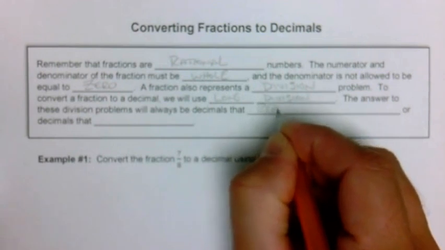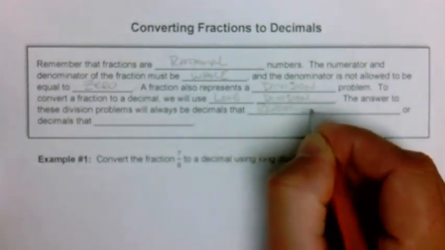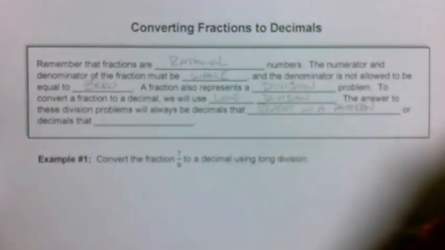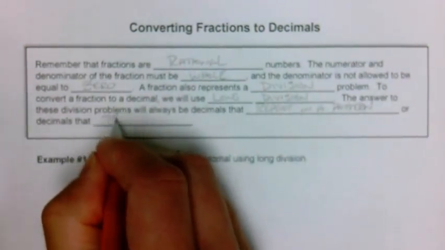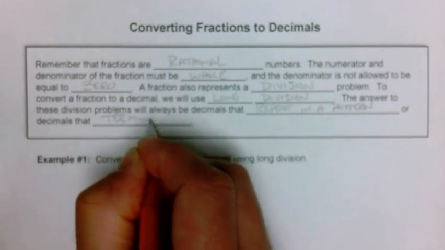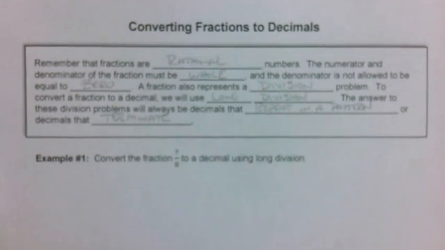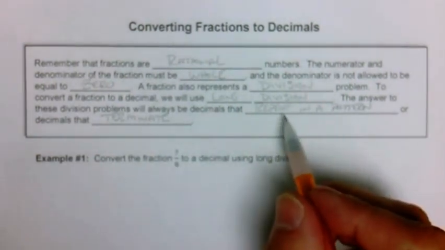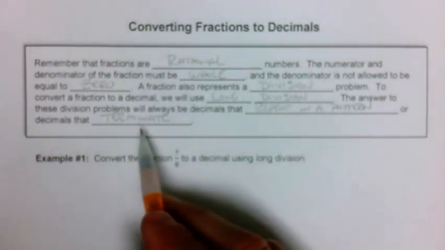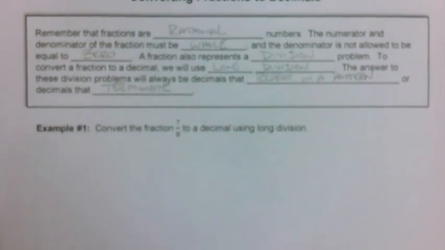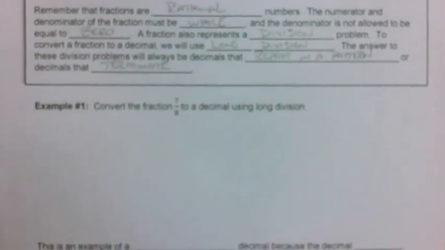repeat in a pattern or decimals that terminate, which means that they will stop. Any decimal that repeats in a pattern forever is rational, and any decimal that stops or terminates is also rational. So let's see if we can convert some fractions into decimals using our long division.